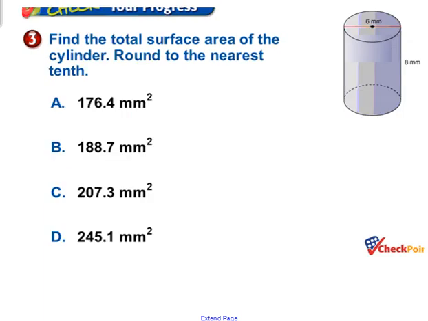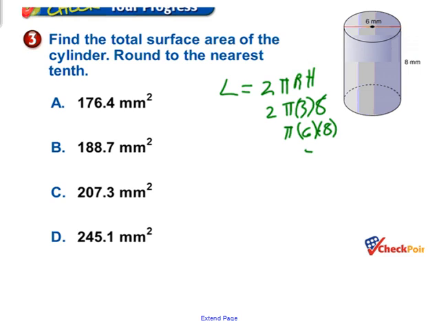Here's another one. Pause the video, do it, and we'll come back and compare your answers to mine. As I look at this one, I'm going to find the lateral surface area first. Lateral surface area is equal to 2πr times the height. Well, I've got 2 times pi times 3 times a height of 8. So 2 times 3 would be pi times 6 times 8. 6 times 8 would be 48 times pi, which is 150.8.